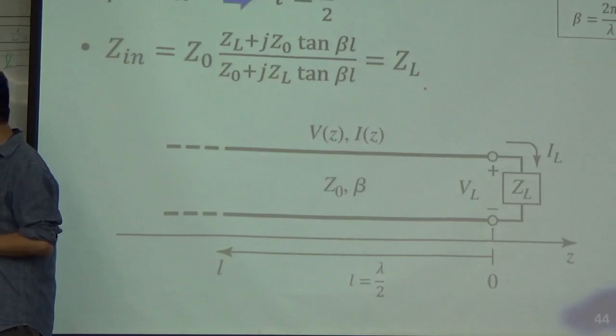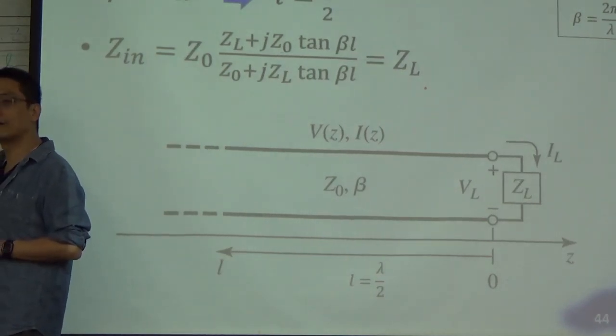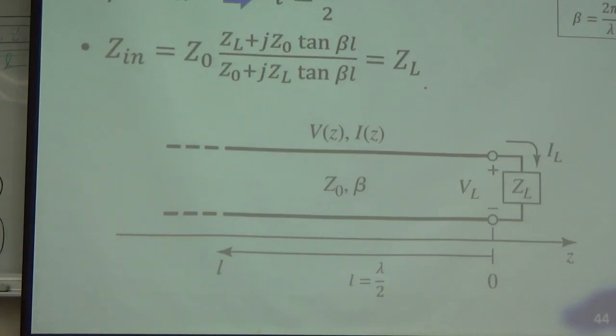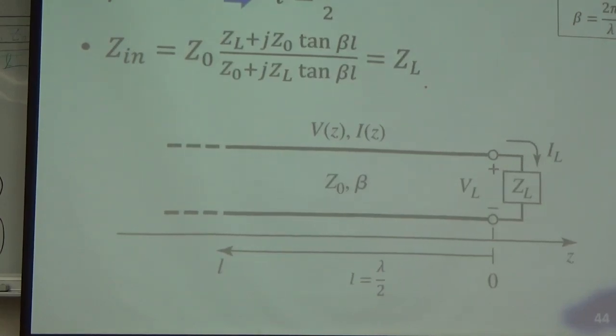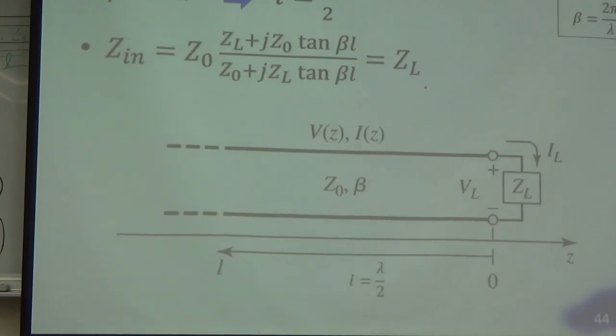If ZL equals Z0, what is Z in here? If Z0 is ZL, your numerator and the denominator cancel each other, right? So your input impedance is Z0 again. Okay? So nothing changed. That's why we say matched. It's a perfect situation. They don't change anything.